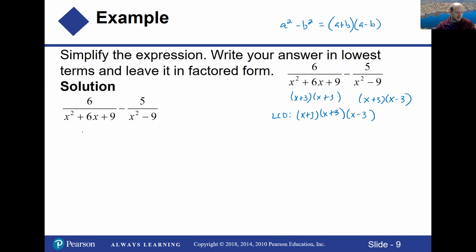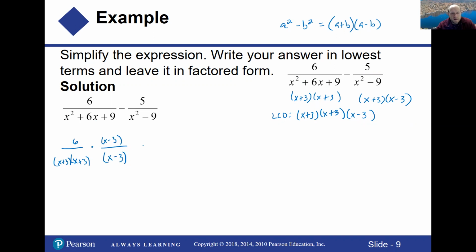So when I take this one, I'm actually going to write it in factored form. So I have 6 over (x plus 3) times (x plus 3), times what factor am I missing here? I'm missing an x minus 3.